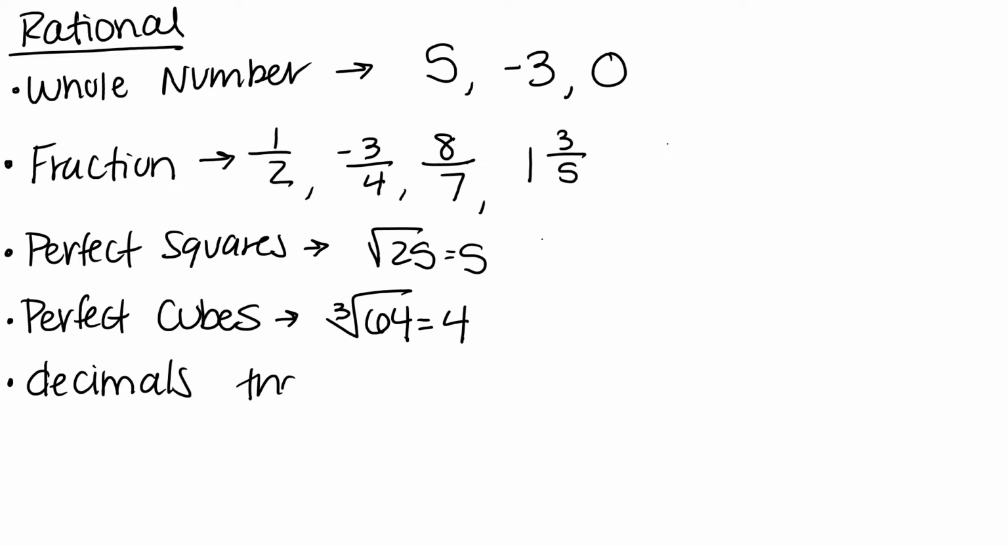Decimals that stop. Decimals that stop would be like 3.5. There's only one decimal. It does not continue on. Another example, negative 6.25. It stops. It does not continue on. It doesn't repeat. It doesn't go on and on. It just stops.